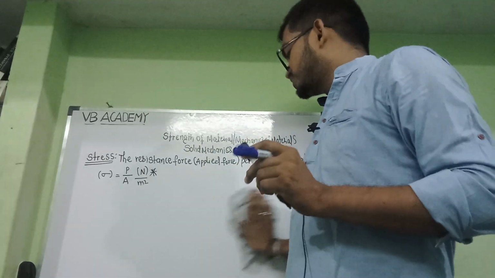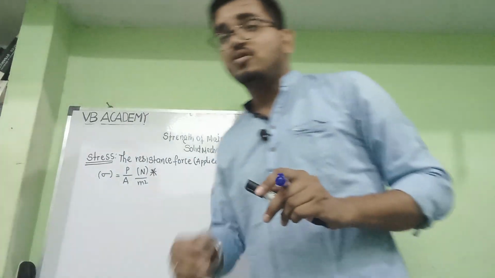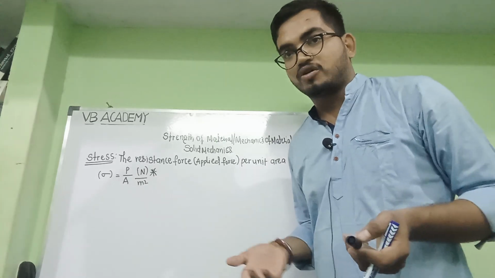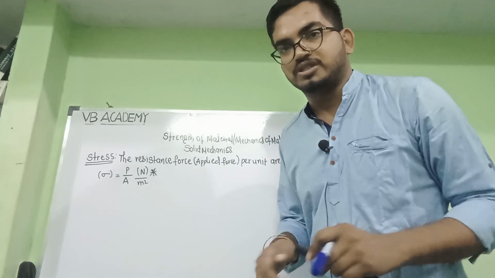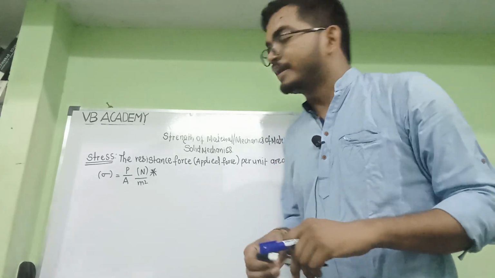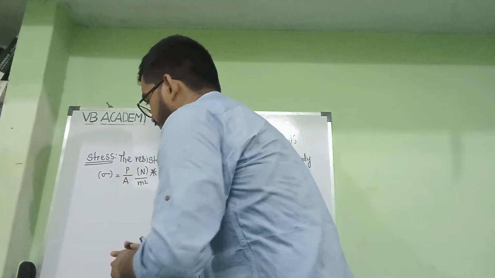Then what is the unit of strain? There are no units, because both the parameters are the same, length by length. Length by length means no dimensions will be there. That is a dimensionless quantity. Clear? So that is strain.